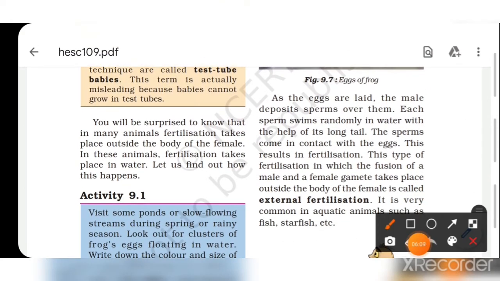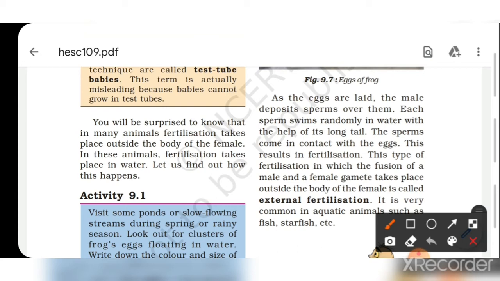As the eggs are laid, the male deposits the sperm on them. The female releases the eggs, and the male deposits sperm on them. Each sperm swims randomly in water with the help of a long tail. So this reproduction happens inside water. Who does it? The frog. The sperms come in contact with the eggs.